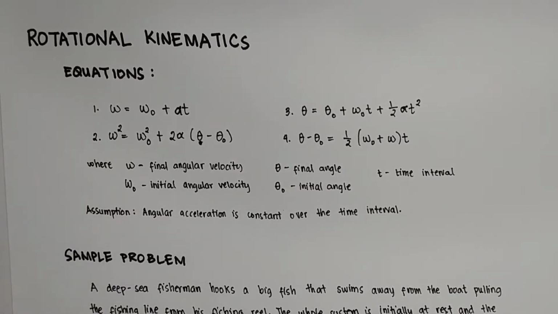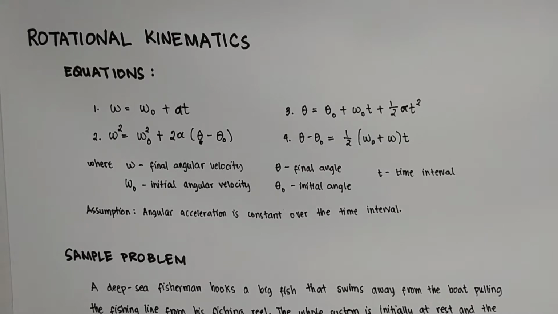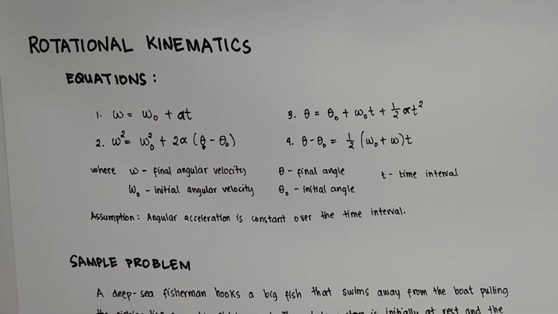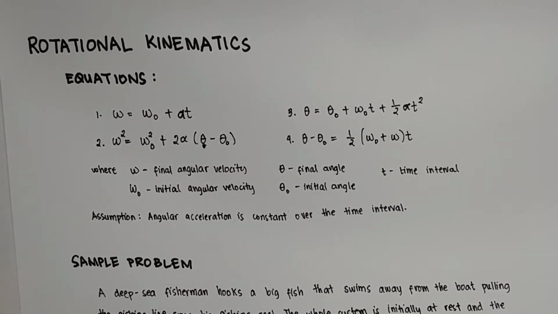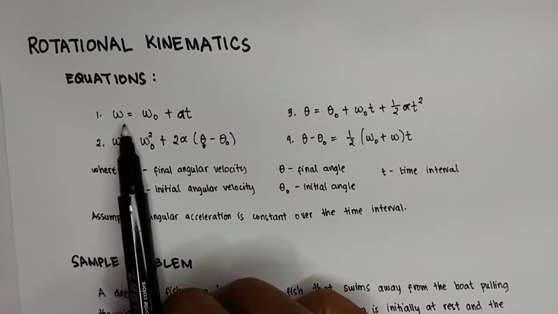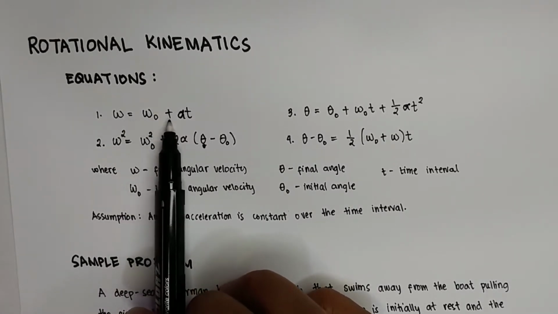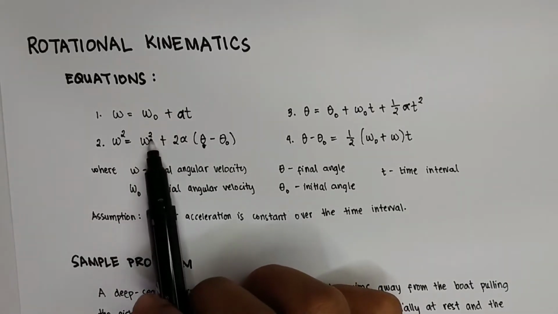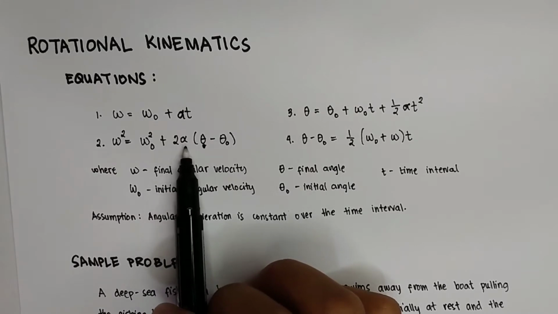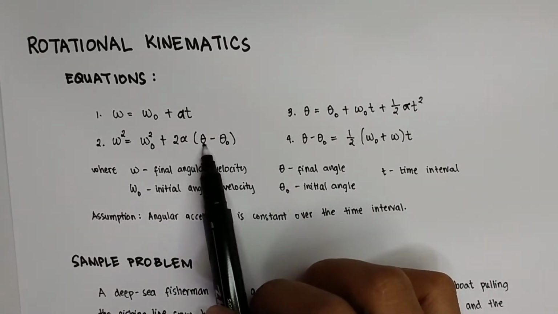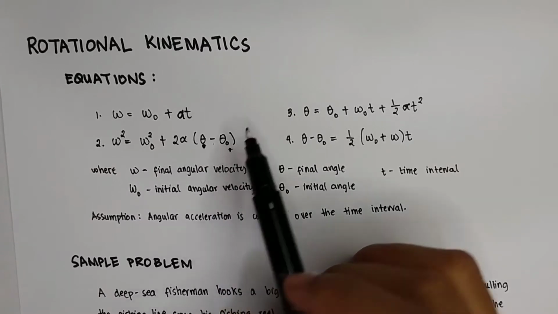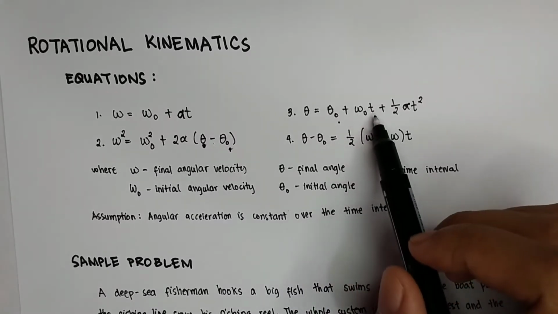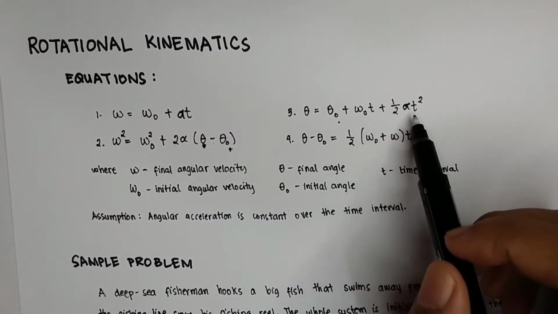So now we will have another topic under our rotational kinematics and dynamics. This is our rotational kinematics. We have here our big four formulas or equations in rotational kinematics. First, omega is equal to omega sub 0 plus alpha times t. Second, omega squared is equal to omega sub 0 squared plus 2 times alpha times the quantity of theta minus theta sub 0. That's the second. This is the third: theta is equal to theta sub 0 plus omega sub 0 times t plus 1 half alpha t squared.